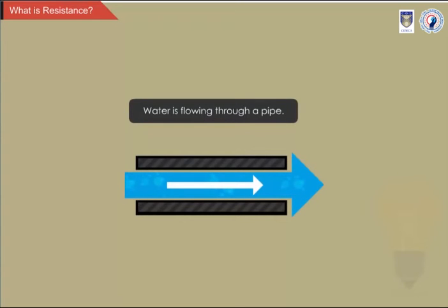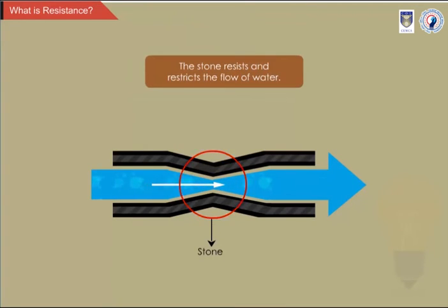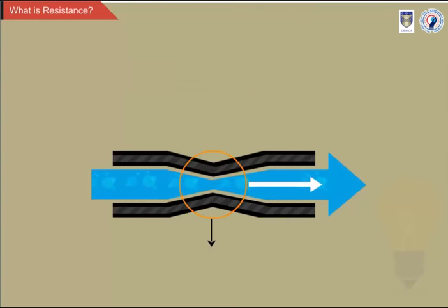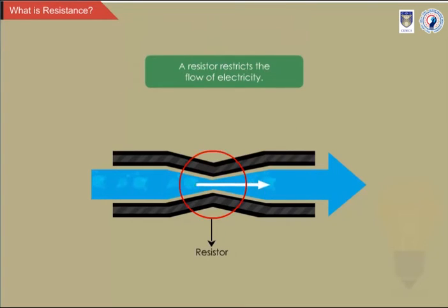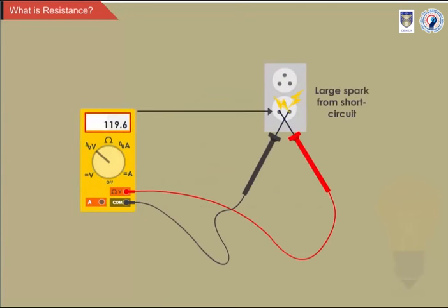Let us consider an example. Suppose water is flowing easily through a pipe. What will happen if a stone gets lodged inside the pipe? The stone will resist and restrict the flow of water. Similarly, a resistor restricts the flow of electricity. What can happen if there is no resistor? There could be high voltage passing through the circuit and short circuits might occur.